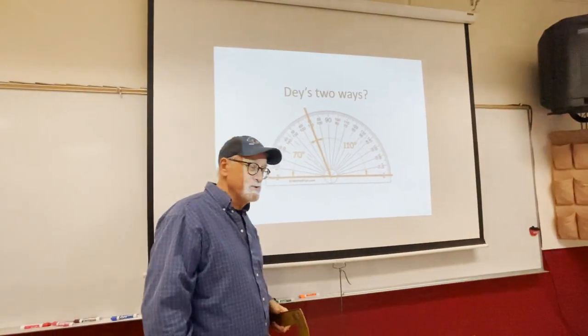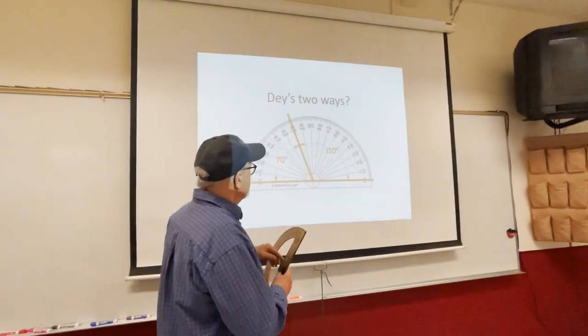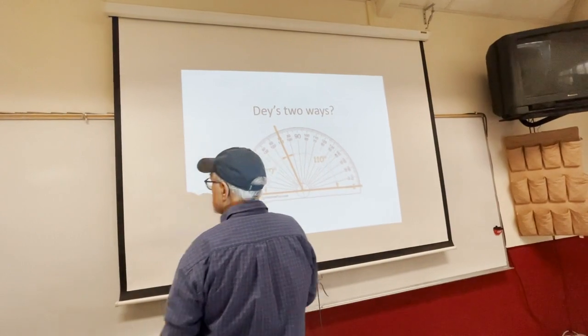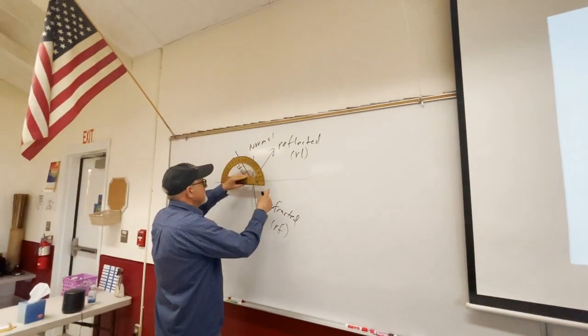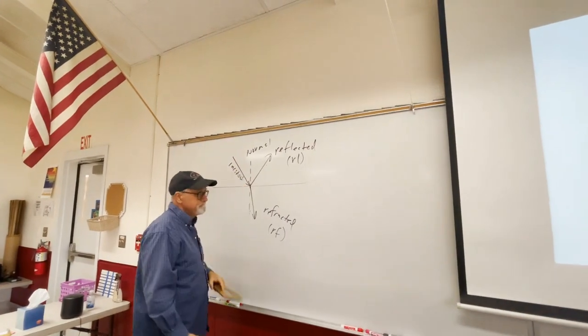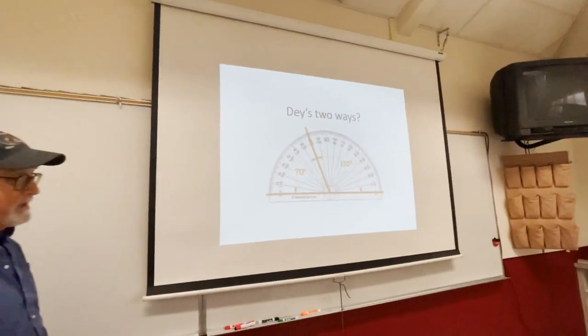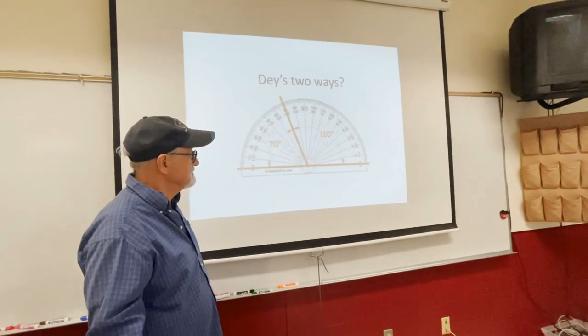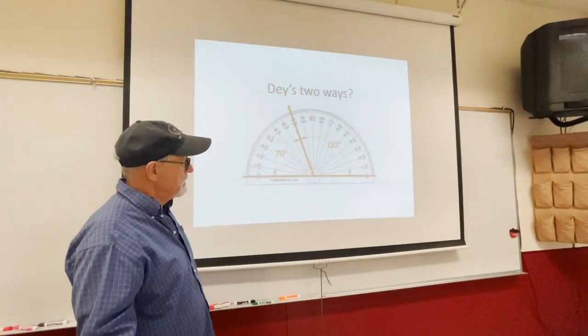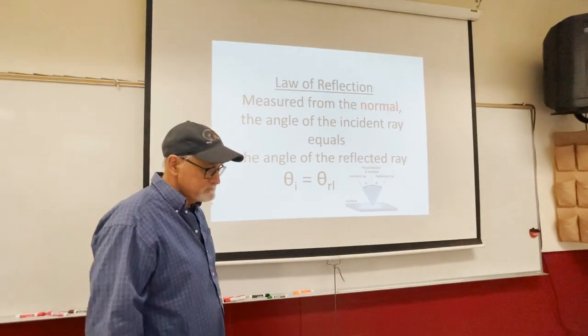Okay, and there's two ways to do this. If you have an angle like this, you could measure this angle or this angle. And the way you make the measurement, I mean, 70, 110 degrees, those are different. You need to know how you're going to make these measurements.